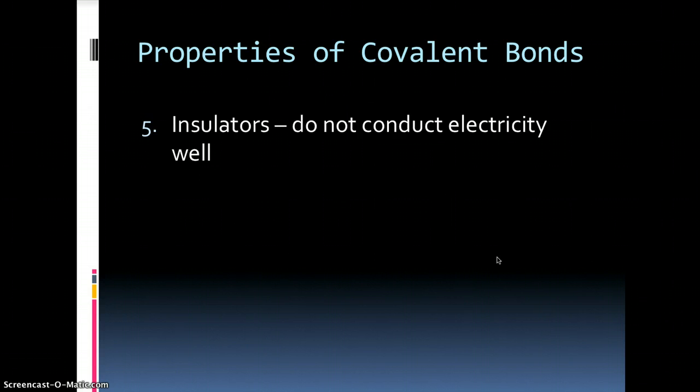These are also going to be insulators. So plastic is a great example of something that has a covalent bond. And so these types of bonds are not going to be able to transfer heat like those ionic bonds could when they were melted or aqueous. So at no point can these guys conduct electricity.